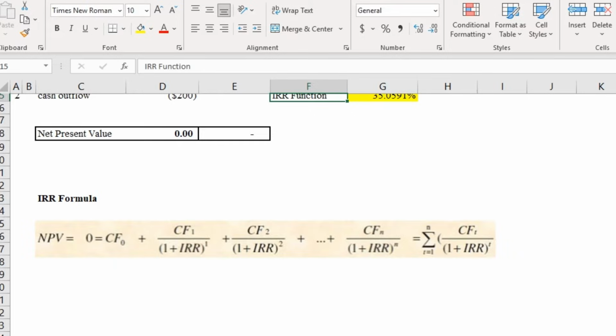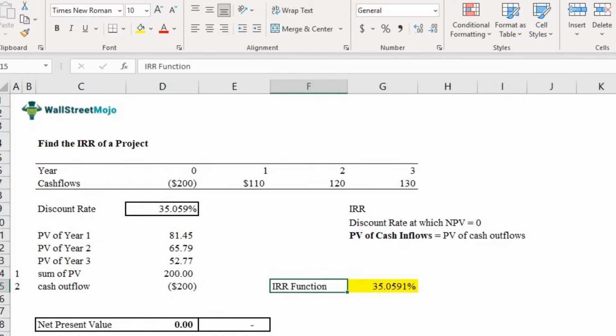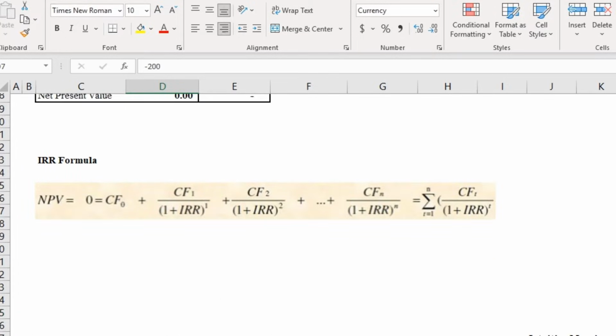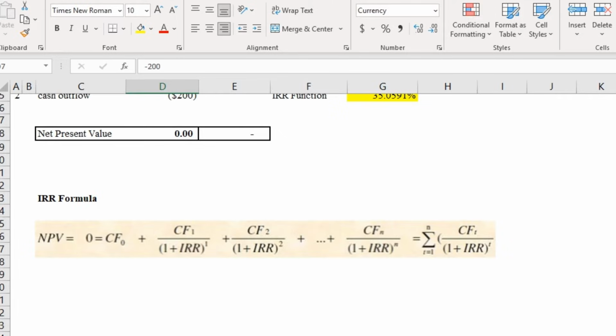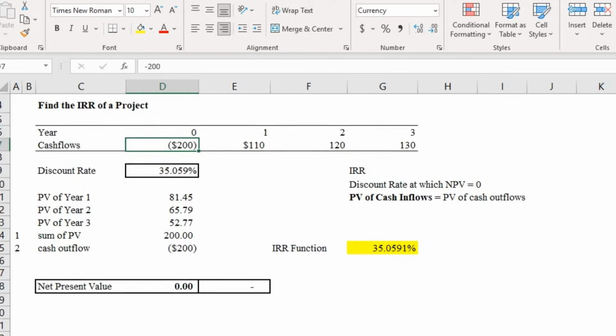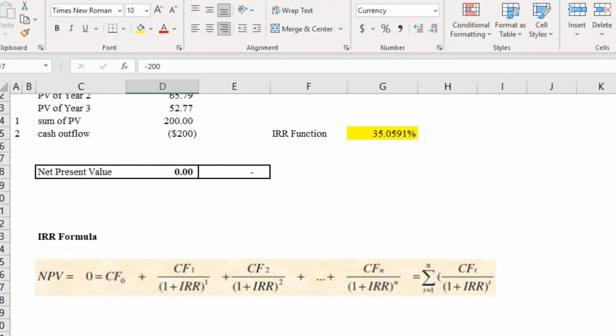Now look at this part, which is CF0 and the cash flow 1, cash flow 2, etc. This is the same thing which we discussed earlier. Cash flow 0 is your present value of your cash outflows. So here we had this $200. This is CF0, cash outflows, right? And CF1 divided by 1 plus IRR to the power of 1 and so on and so forth. This is your present value of cash inflows. So what we said about IRR was that it is a situation where the present value of your cash inflows will be equal to your present value of cash outflows.